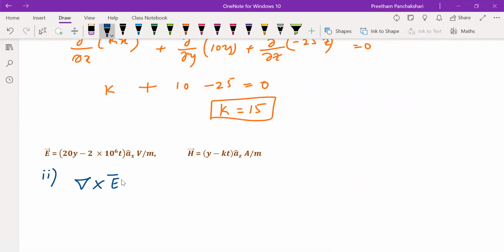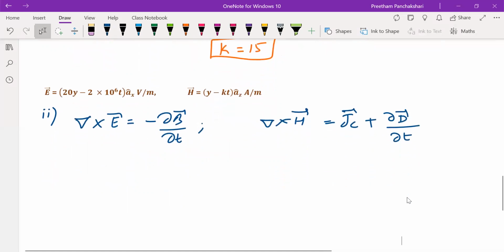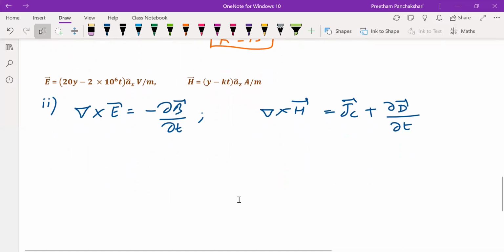The Maxwell's equation derived from Faraday's law contains time varying fields. And another one is derived from Ampere's law: curl H is equal to Jc plus dou D by dou t. So two equations are available. We have to choose the appropriate one from these two. How to choose? Carefully observe here.